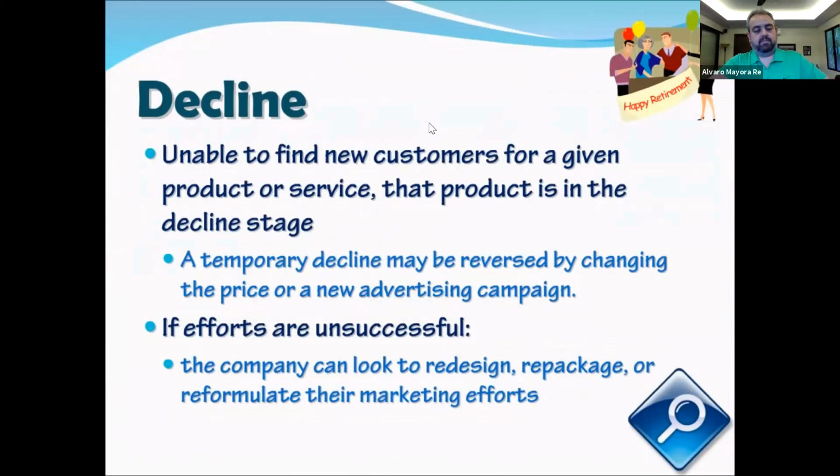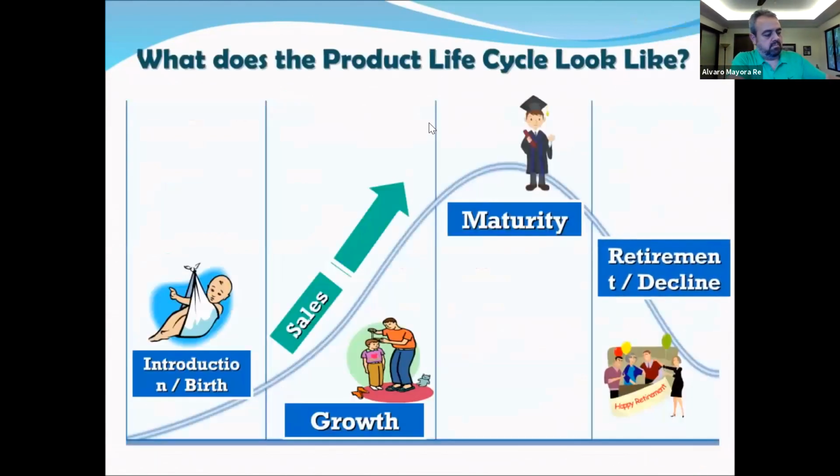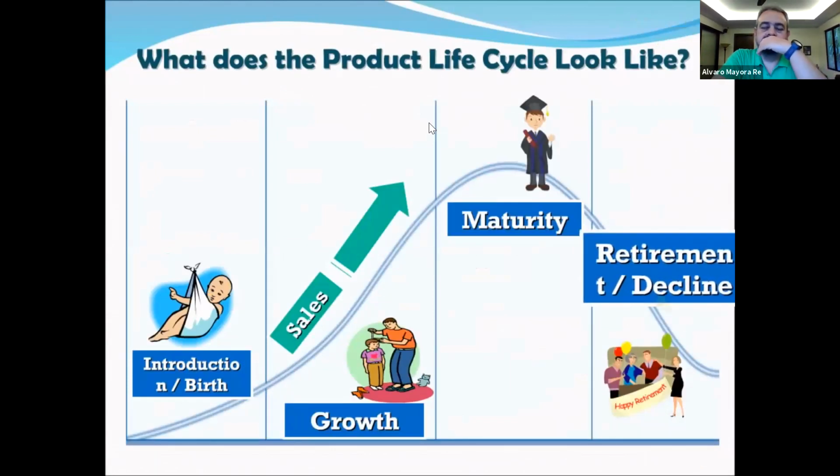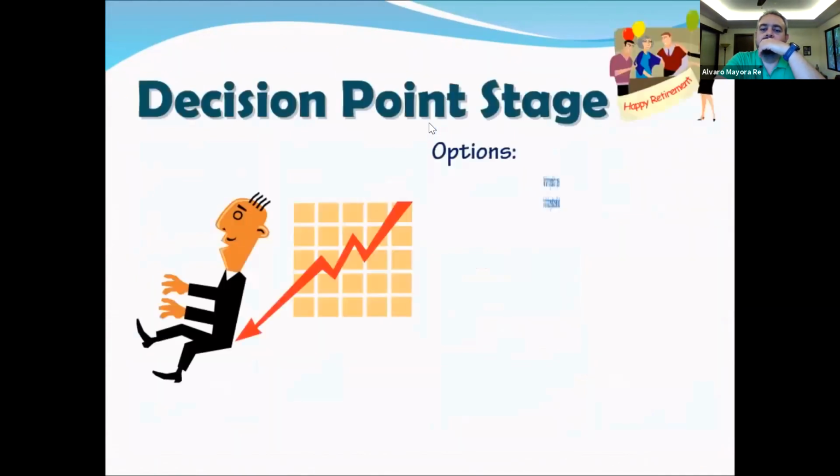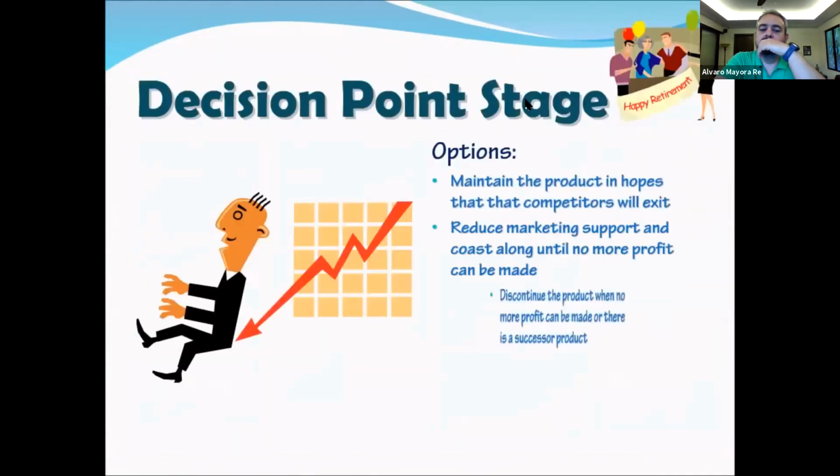So this could be a temporary decline. It could be reversed, but in often cases, it's pretty difficult to reverse that, right? So if your efforts are unsuccessful, if you can't reverse your decline, then you have to really look at yourself in the mirror. Are you going to redesign your product? Are you going to repackage your product? Are you going to reformulate your marketing efforts? Right? So if you can't change it around, you have to think about doing something. And if you don't turn it around, what comes as a result? Well, unfortunately, this could be the end of your product's life.